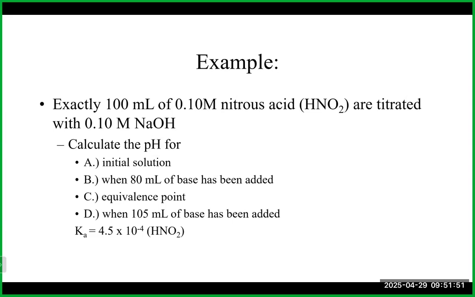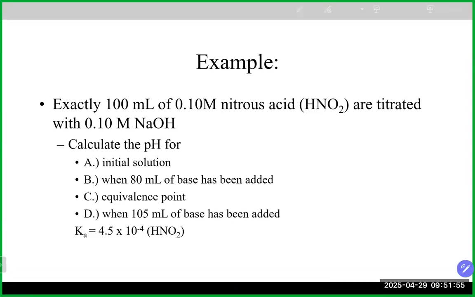Okay, we're going to continue on here. We're in the middle of this example, I think. Perhaps. There it is.